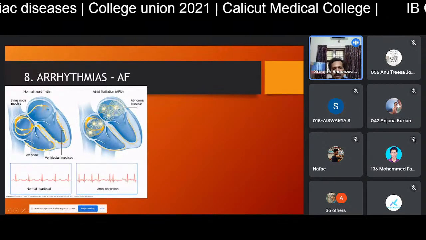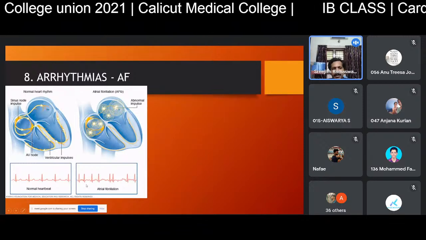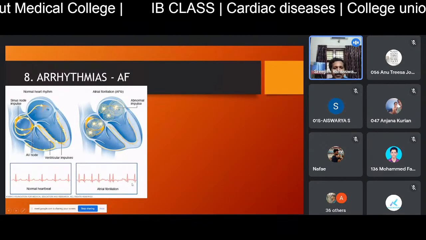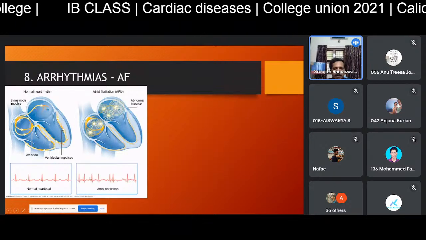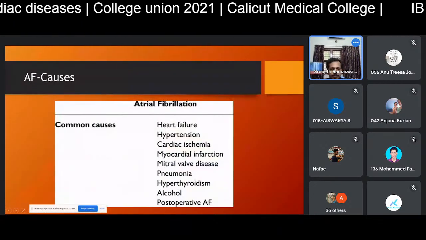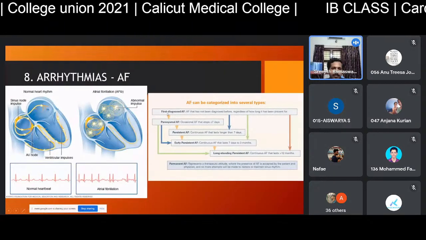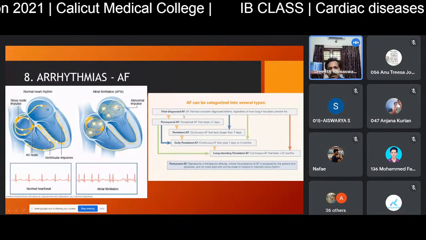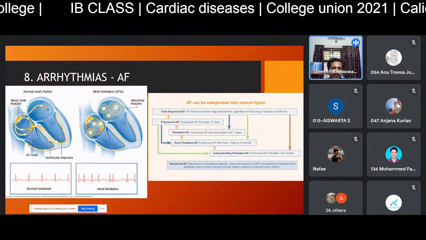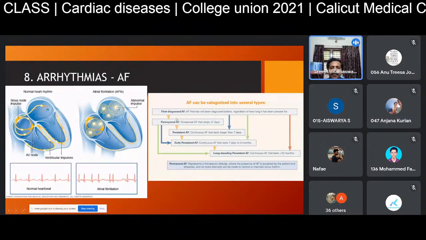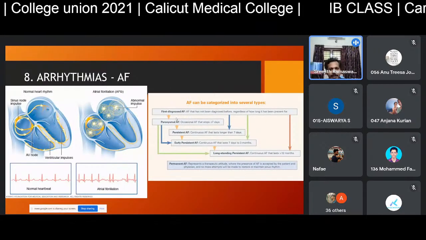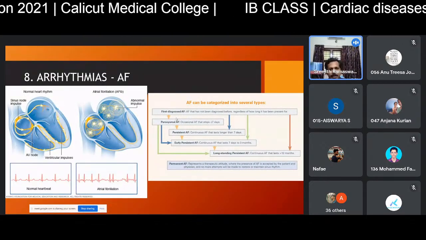This atrial fibrillation is manifested in the ECG as follows: here it is a regular sinus rhythm, and here it is an irregular rhythm without any definite P wave. So this is atrial fibrillation. When you classify atrial fibrillation, you can classify it into newly diagnosed or first diagnosed AF. That means there was no history previously and it is coming for the first time. Next is paroxysmal AF. Paroxysmal means the atrial fibrillation comes and spontaneously disappears within 7 days.